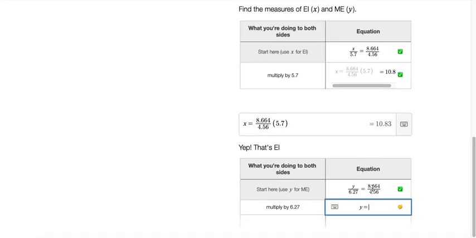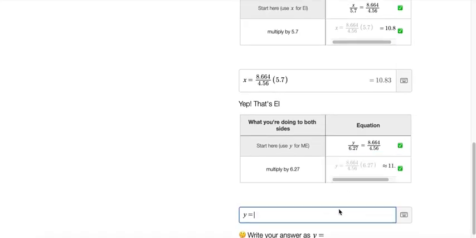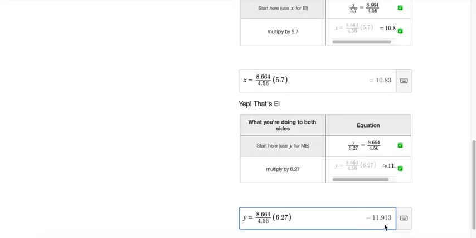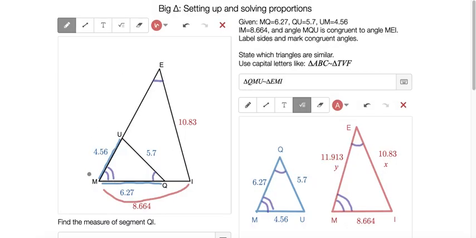Y is all by itself. If we multiplied the left side by 6.27, we have to multiply the right side by 6.27. Now we know what Y is. It's the result of this stuff. Put it here and have the calculator tell you it's 11.913. Okay, this is 11.913. And that is from M to E. So from M all the way to E, that I need to indicate. From M all the way to E is 11.913.